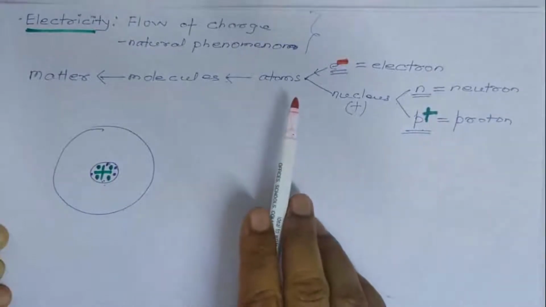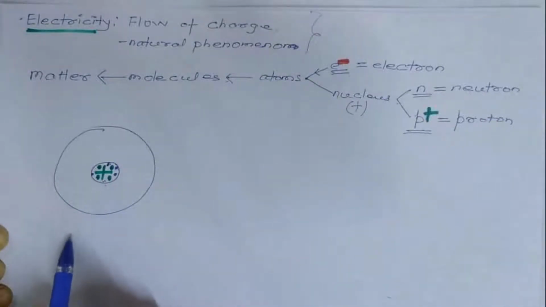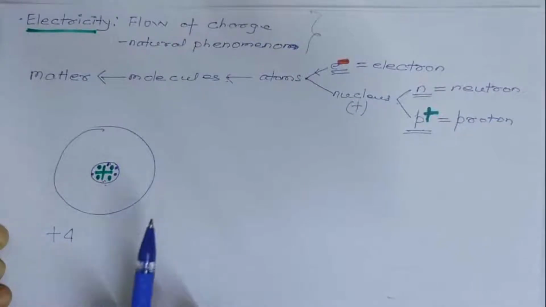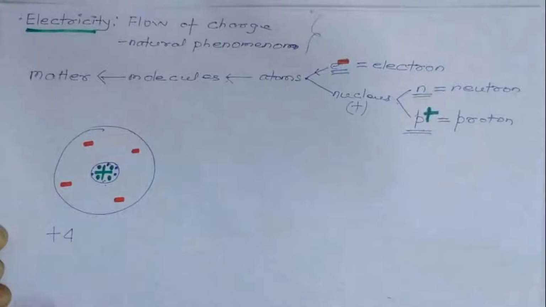Fine. And an atom needs to be electrically neutral. So you just see here how many units of positive charge are there. It is 4 plus. You can say 4 units of positive charge. So in order to make it electrically neutral, we require 4 units of negative charge. That means we require 4 electrons. So now plus 4 and minus 4 will make an atom electrically neutral. Let me write it for you. Atom, electrically neutral.